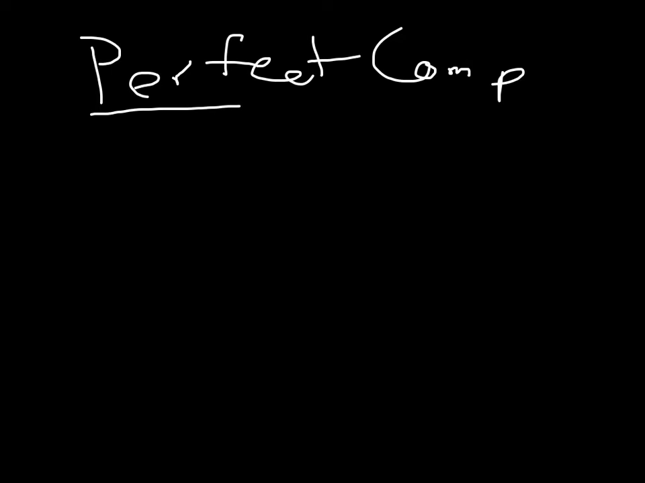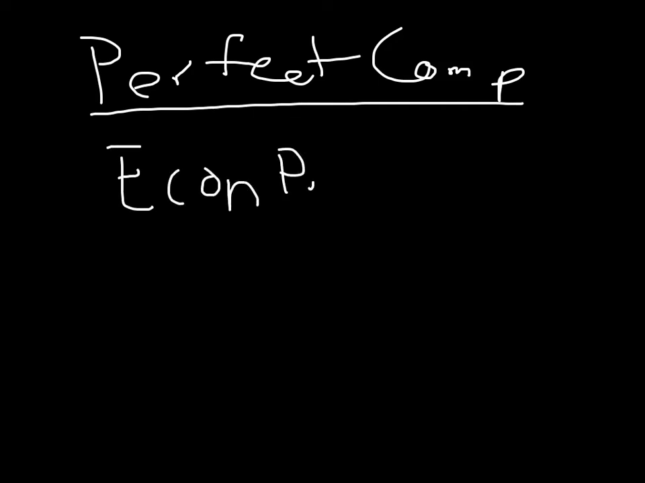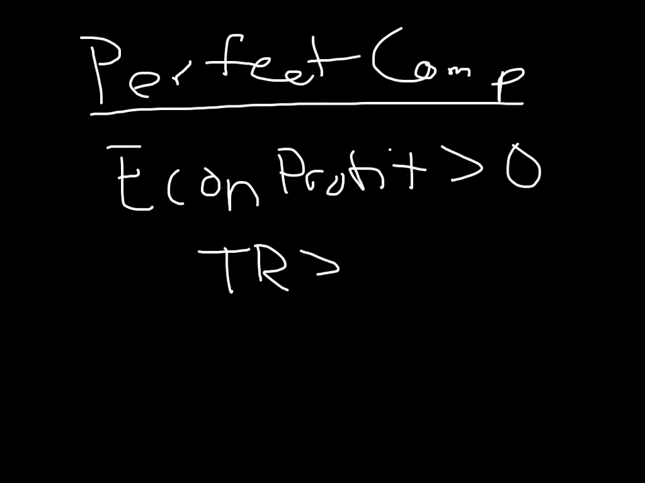For perfect competition, just to review, if there is an economic profit, which is an above average or normal profit, so the economic profit is greater than zero, that means total revenue is greater than total cost. And if we divide each of those by Q, that would be the same as saying that price is bigger than your average total cost.